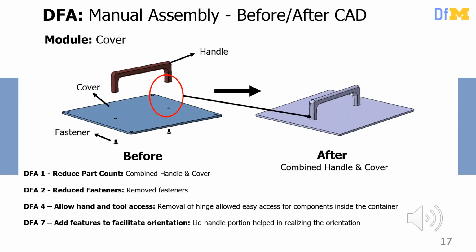When addressing the cover sub-assembly, we applied 4 DFA guidelines, namely DFA1 reduce part count, DFA2 reduce fasteners, DFA4 allow hand and tool access, and DFA7 add features to facilitate orientation. The initial illustration presents two distinct components, the cover and the handle. The subsequent figure demonstrates the revised consolidated part resulting from our DFA enhancements.